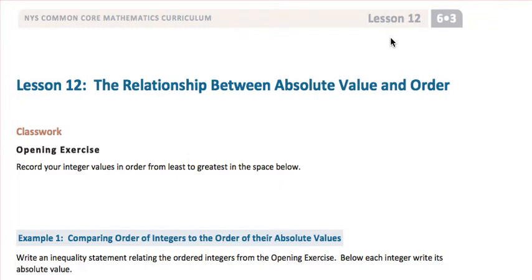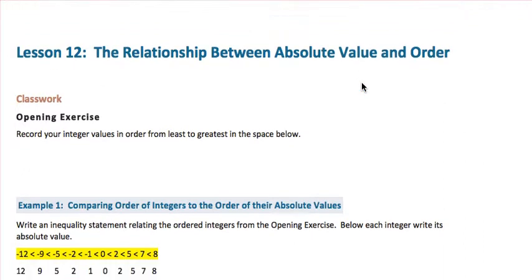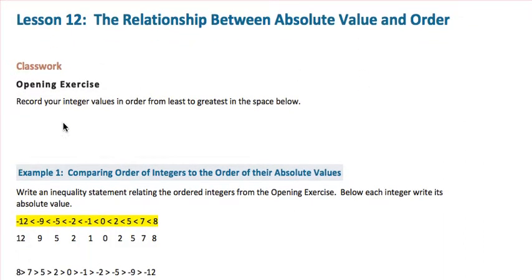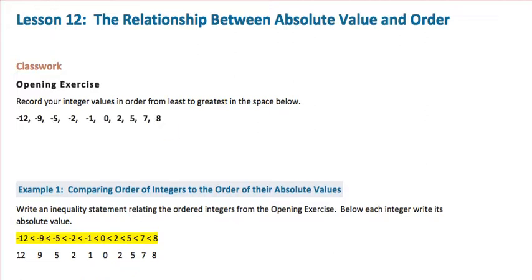Relationship between absolute value and ordering numbers. So in the opening exercise, we're asked to record the integer values that were given in class in order from least to greatest. So I will suggest the numbers -12, -9, -5, -2, -1, 0, 2, 5, 7, and 8, and those are in order from least to greatest.